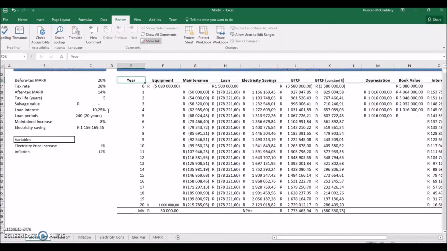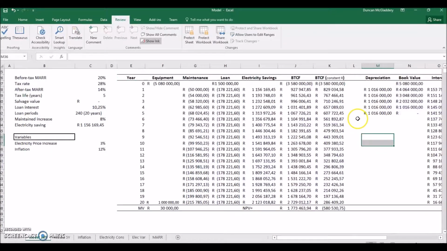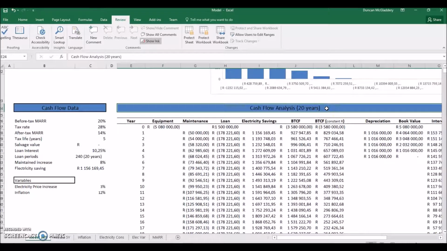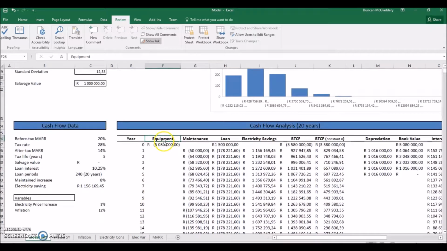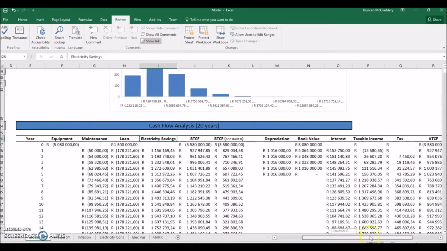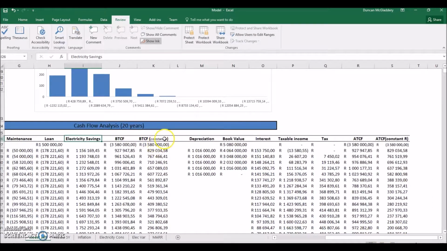So it's based off a cash flow analysis over a 20-year period. 20 years was chosen because that is the life cycle of both a heat pump and a geyser system. If we look at the cash flow, we can see it's over the 20-year period, and that it is broken up into equipment, maintenance, loan, electricity savings, before tax cash flow, and before tax cash flow in the constant rand domain. We then have depreciation, book value, interest, taxable income, tax, after tax cash flow, and after tax cash flow in the constant rand domain.